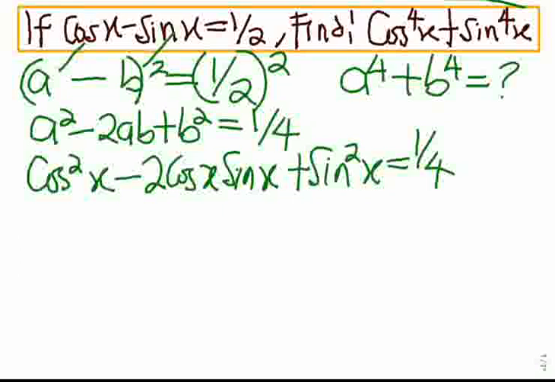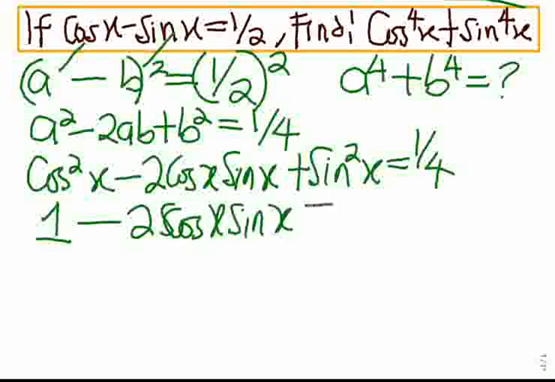Now can you remember the Pythagorean triple, that sin square x plus cos square x is equal to 1? So I am using 1 to replace this and this. Cos square x plus sin square x is equal to 1. And then I bring down the other ones. Minus 2 cos x multiplied by sin x. This equals 1 over 4.